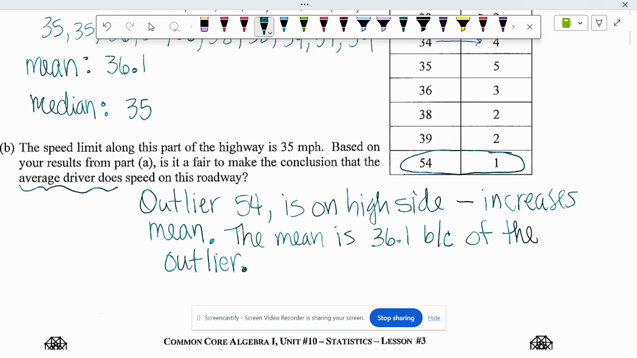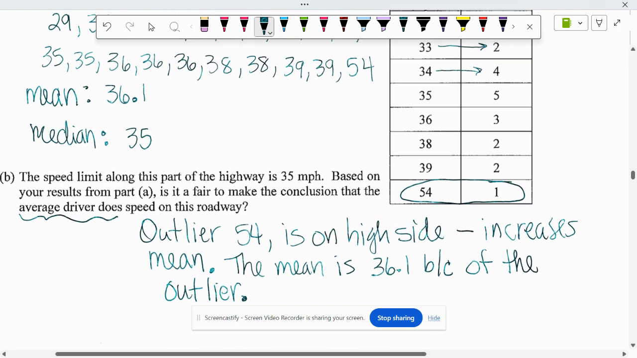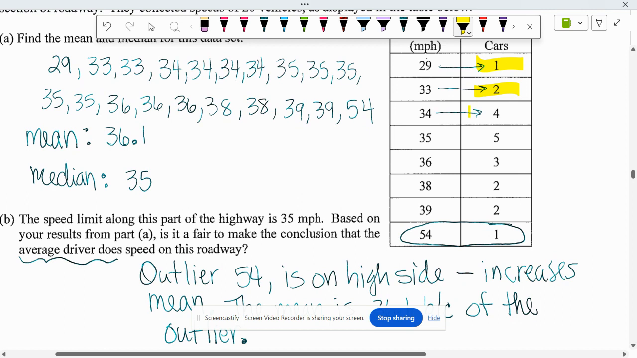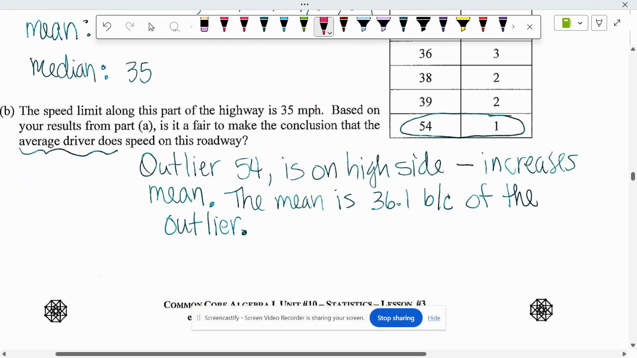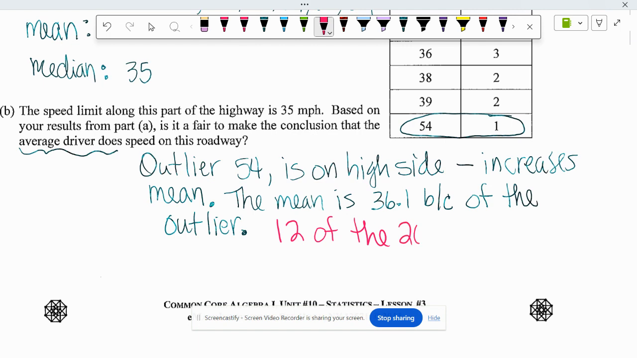All right. If you look at how many of the drivers drove the speed limit or less, how many is that? Say that again. Yeah, 12. 12 of the 20 drivers drove at or below the speed limit.